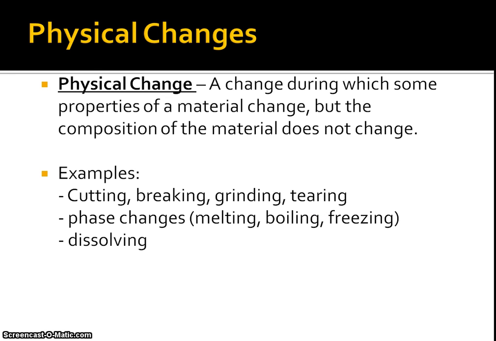So some examples would be like cutting. If you take a piece of paper and cut it in half, it's still paper. You haven't changed the fact that it's paper. You've just made it a different size or a different shape. Same thing with breaking and tearing. Grinding is taking something and just making it into smaller particles, but it's still going to be the same chemical composition. So if you take a sugar cube versus granulated sugar, they're both still sugar. They have the same chemical formula. It's just that one is a bigger piece than another.